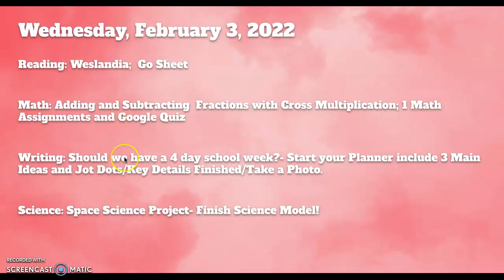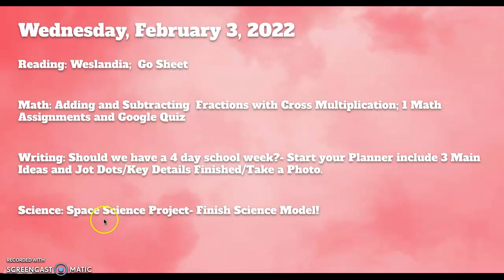In writing, we'll still be working on the topic of should we have a 4-day school week. You're going to start your planner today, which should include your 3 main ideas, and I also want you to work on getting some jot dots or key details that support those main ideas today. When you're finished, I'd like you to take a photo and submit that.